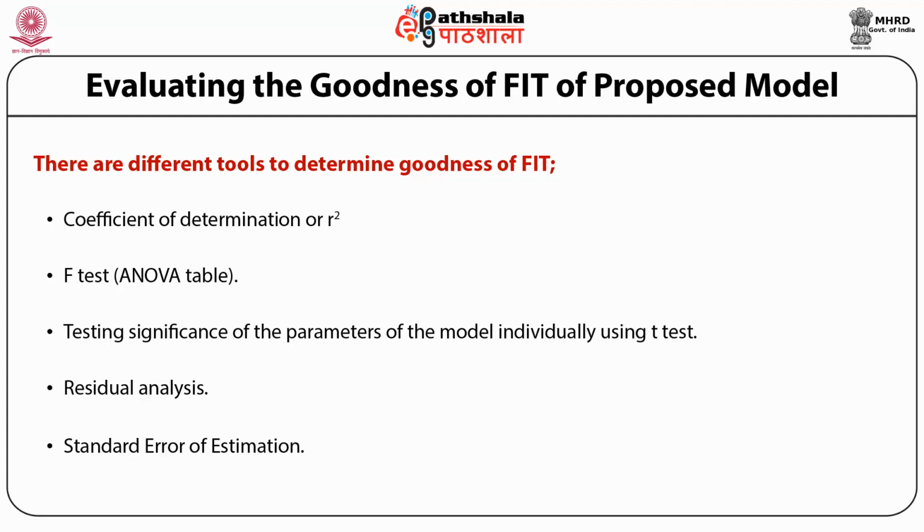Next is testing the significance of the parameters of the model individually using the t-test. We have already calculated the various parameters of the model like alpha, beta. Now we can check the significance of these parameters using the t-test. Here we assume that their value is equal to 0, and the alternative assumption is that their value is not equal to 0. It is significantly different from 0.